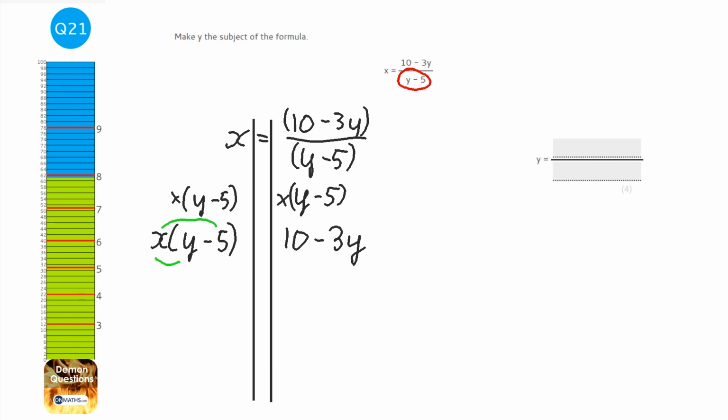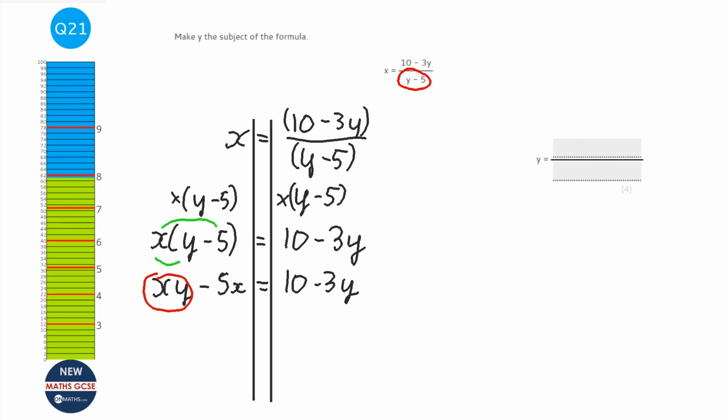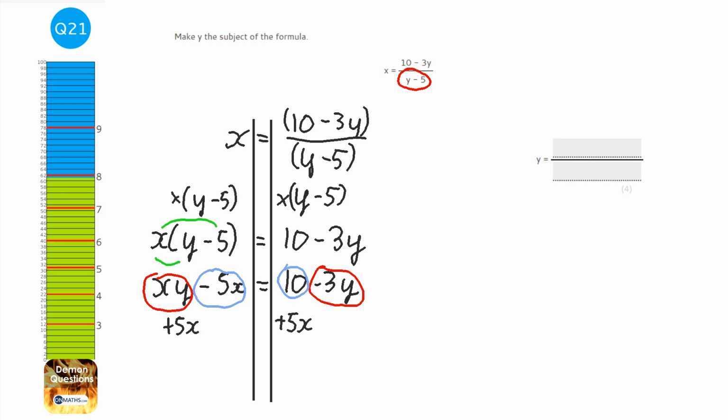So we're going to times out these brackets. So we're going to have xy minus 5x. And the right hand side hasn't changed at all, it's just 10 minus 3y because we haven't done anything to both sides. So what I want to do is try and get all of the y terms to the left hand side and all of the other terms, so the x terms, the number terms, or whatever, on the right hand side. So I'm going to add 5x to both sides, but I'm also going to add 3y to both sides as well. So I'm doing 2 in 1 here.